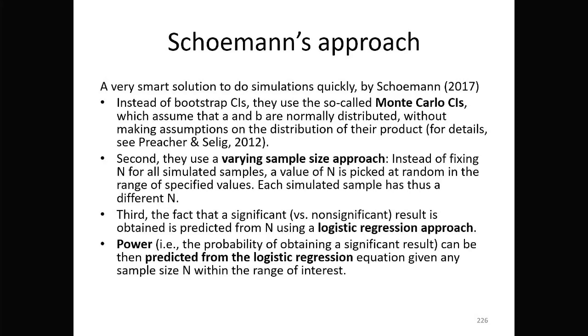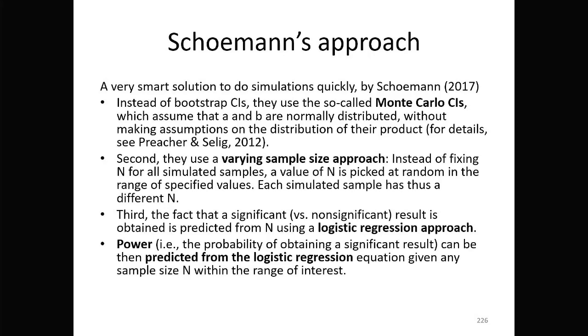The second thing is, what we will do typically is we want to explore sample sizes between 100 and 300 in steps of 10, for example. So we simulate 100, 110, 120, and so on. We could do that. What it does instead is, okay, we want to explore samples between 100 and 200. I take random numbers in this range. And then I fit a logistic regression model that predicts whether we reject the null hypothesis, the dependent variable on the y-axis, from the sample size.